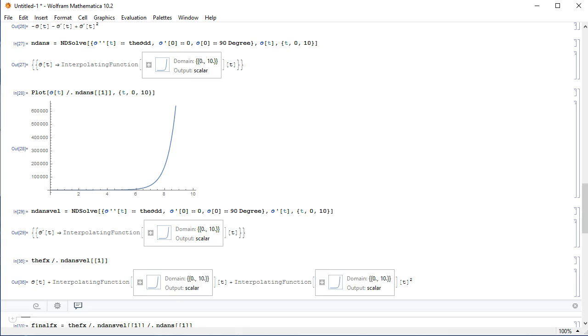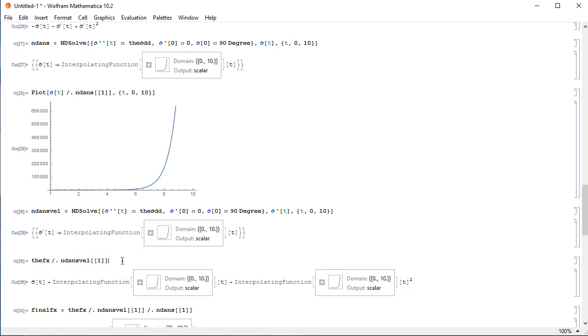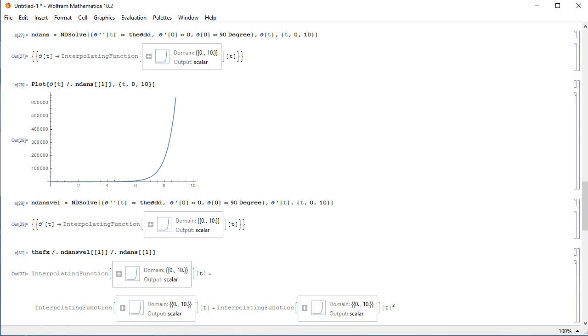If you notice, what it did was take everywhere that it had a theta tick in the fx and put in this interpolating function, which is this weird thing, but numerical. But there's still a theta in there. So I'm going to go back up here and also substitute in the answer I called the answer to the angle, and again I want the first answer, and there's only the one. So now there is no theta, theta tick. It's all these weird interpolating functions.